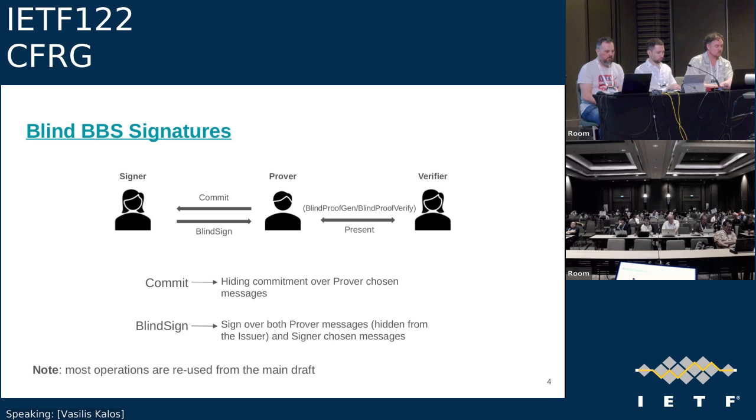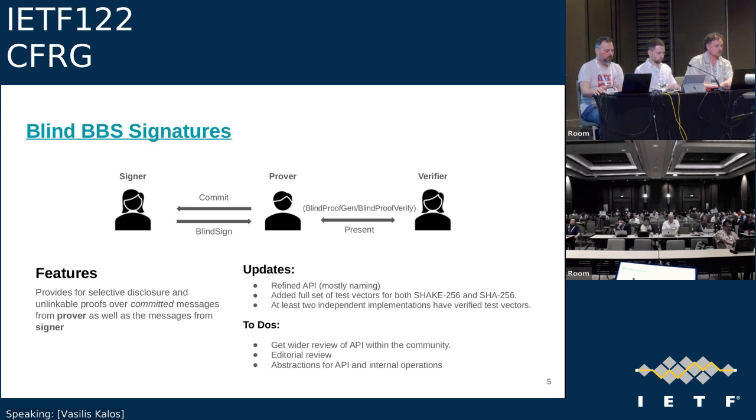So the main difference here is in the issuance flow. The presentation flow is almost the same as the presentation flow from the main document. So what we've done here is refine the API. We have added a full set of test vectors for both cipher suites that we support. And we have at least two independent implementations that have verified those test vectors.